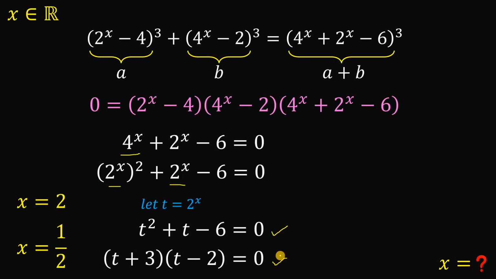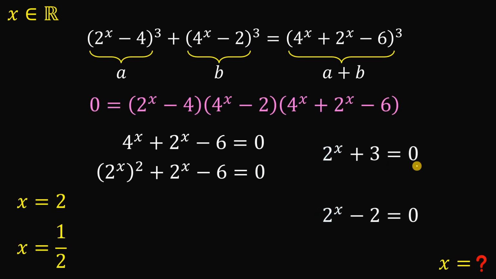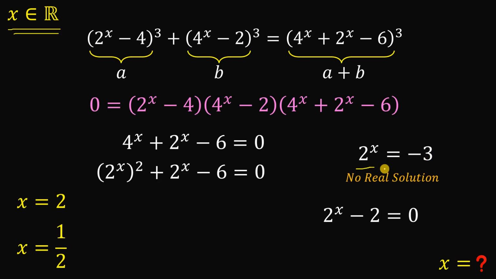Again, this is equal to 0. So using the 0 property, we can say that t plus 3 equals 0 or t minus 2 equals 0. But we don't want the value of t. We want the value of x. So let's replace all of this t with 2 raised to the power of x. Now let's solve for the first case. Subtract 3 on both sides. And take note, since x is a real number, 2 raised to the power of x is always positive. So it cannot be a negative number. Therefore, in this first case, we don't have a real solution for x.